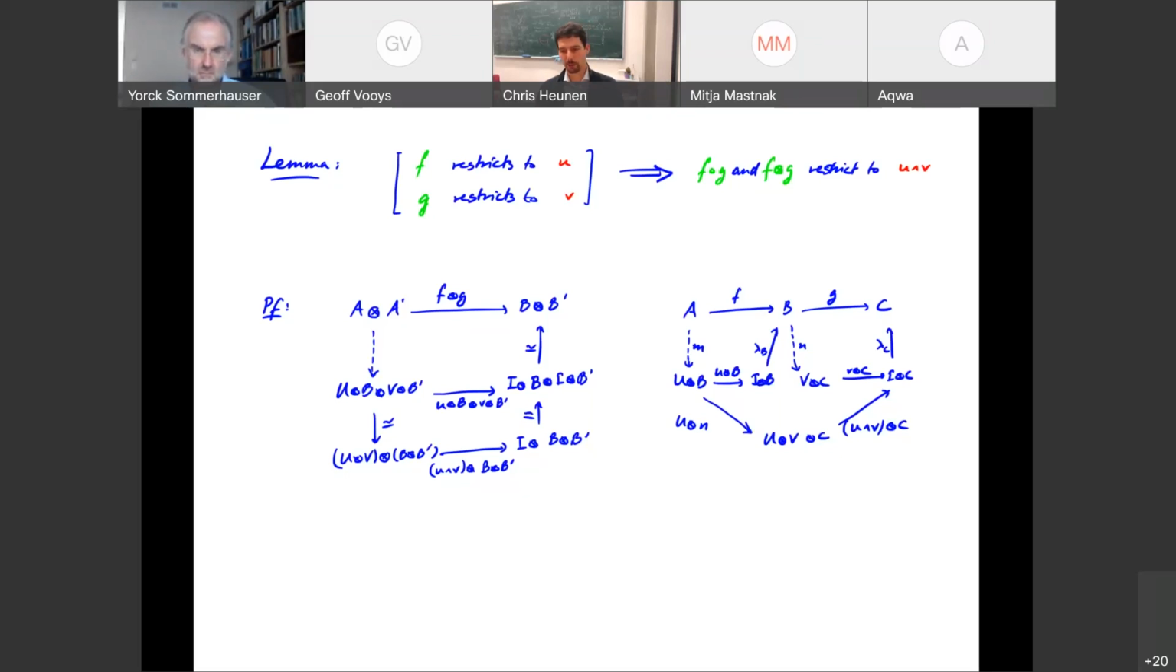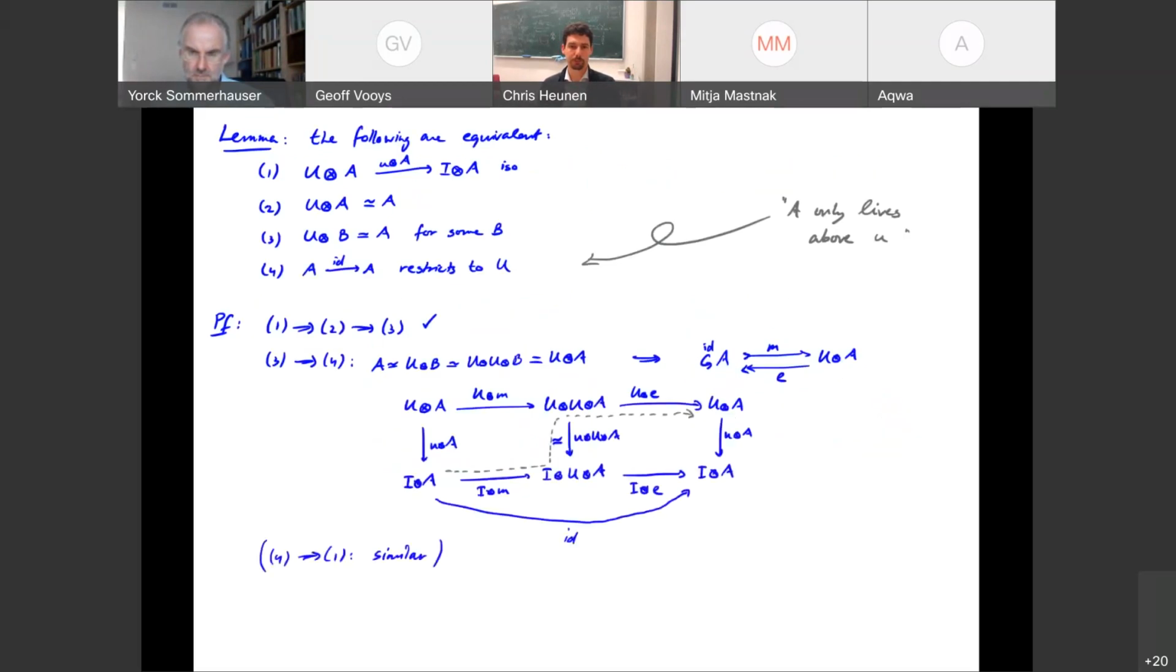And similarly, if I first do F and then do G, I can use the fact that F restricts to U, and then use the fact that G restricts to V, and just put everything together to find that the composition factors through U times U tensor V. So this restriction notion behaves like you think it should. If something lives over here and something else lives over there, then the combination lives only in the intersection.